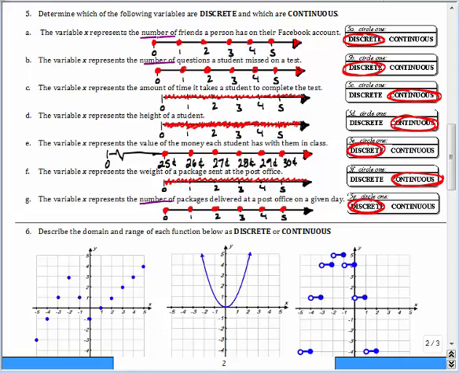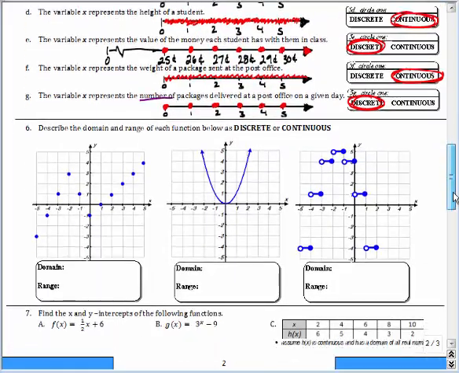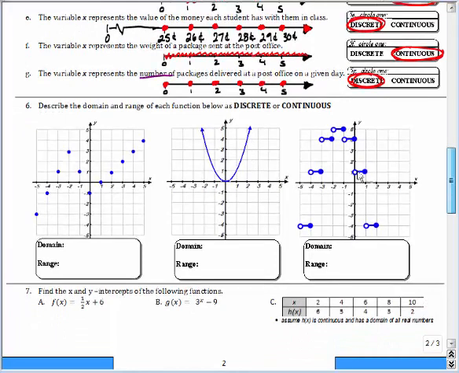Alright, so now that you've got a visual of it, if there's a gap between them, it's discrete. If it's a solid line, it's continuous. Now they're asking us to describe the domain and range of each function below as discrete or continuous. Remember x is left and right. So if you look at this for the domain, I'd have a value at -5, -4, but nothing in between those two because they're points. So this would be discrete.